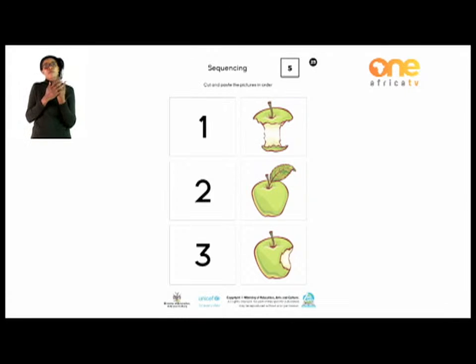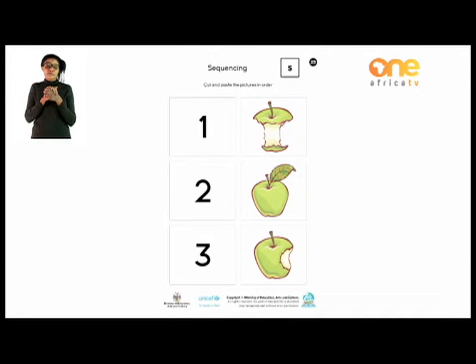So we have an apple that is already eaten. Then the second apple is still a whole apple. And then the third apple, there's only like 1 bite in that apple. So when we sequence these apples, how will we do it?